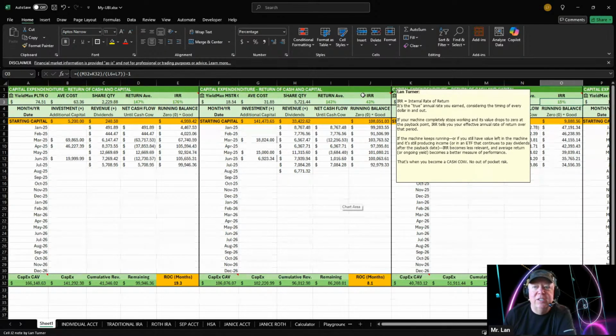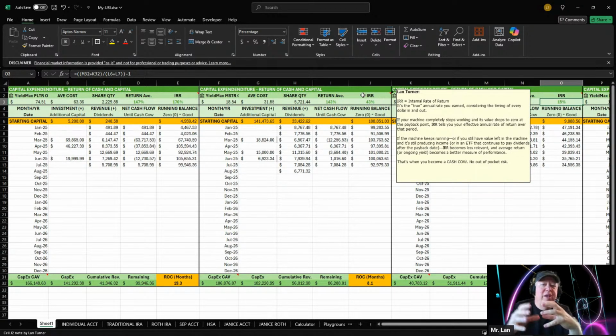If your machine completely stops working and its value drops to zero at the payday, at the payback point, IRR tells you the effective annual rate of return over that period. So how many of you, when you're in business, bought a piece of equipment that you would run and it would make you money? It would make something. All right. In my example, it was CDs, right? Because I was in the software industry, so we had to do physical CDs.